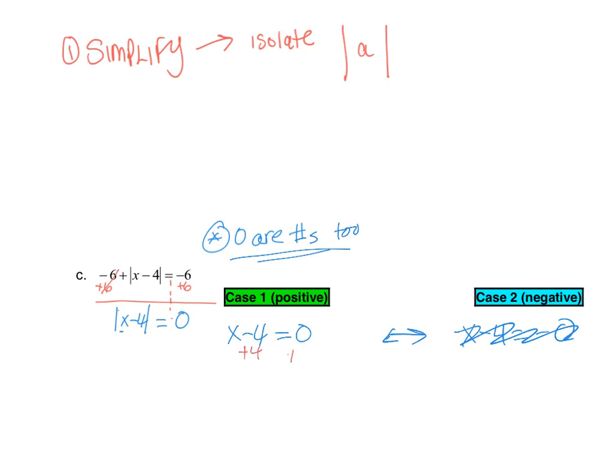Add 4 to both sides. Solve your equation. X is equal to 4. And check your work. Yeah, you could plug 4 in there. 4 minus 4 is 0. The absolute value of 0 is 0. And negative 6 plus 0 is negative 6. So your solution set is just 4. And again, remember how we write solution set. We write it with braces. 4 is the answer. You don't write x equals 4 necessarily, even though it's not totally incorrect. You use the solution set braces.